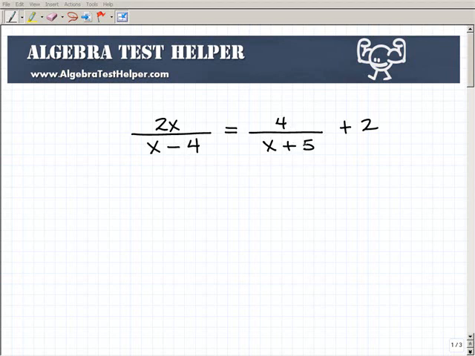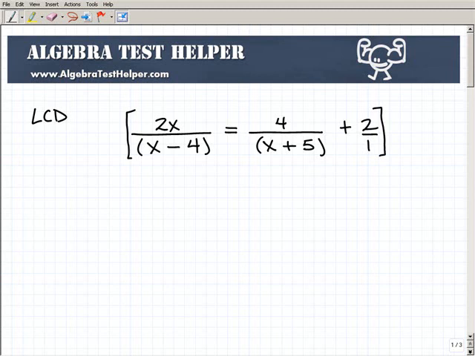So the first thing you have to do is clear away all the fractions here. We want to get rid of all the fractions, and to do that we have to multiply the entire equation by the LCD, the lowest common denominator. If you look here, our denominators are x minus 4, x plus 5, and 1. So you need to know how to figure that out. And if you need help finding out what the LCD is, come by our site and we'll explain that. That's another skill in and of itself.